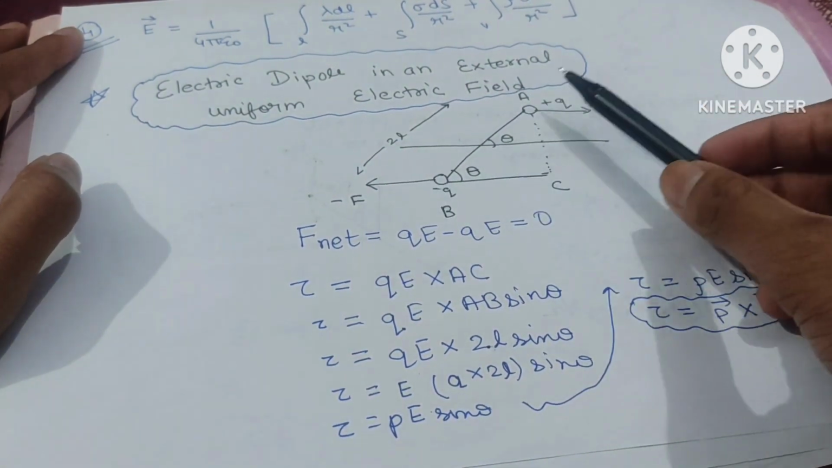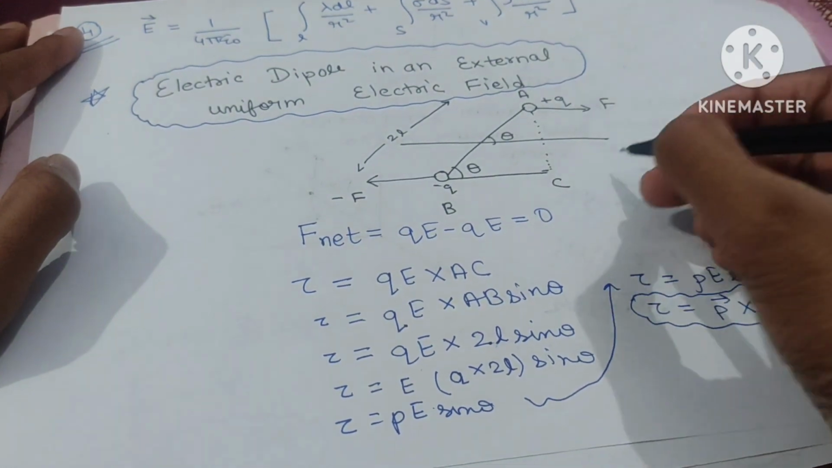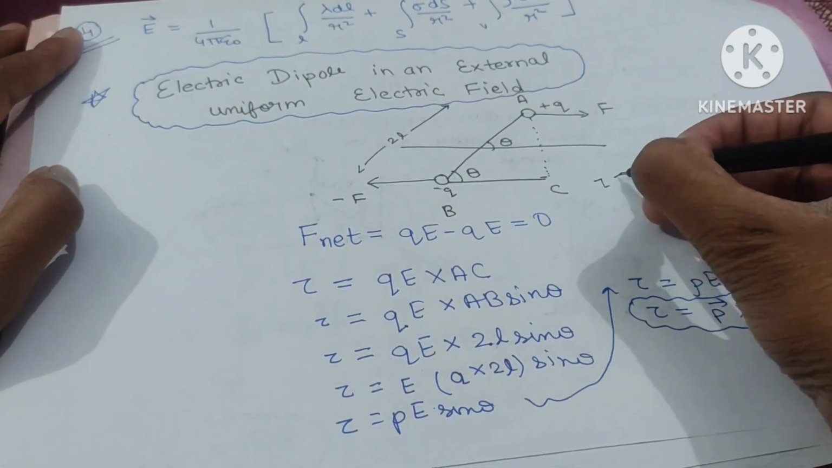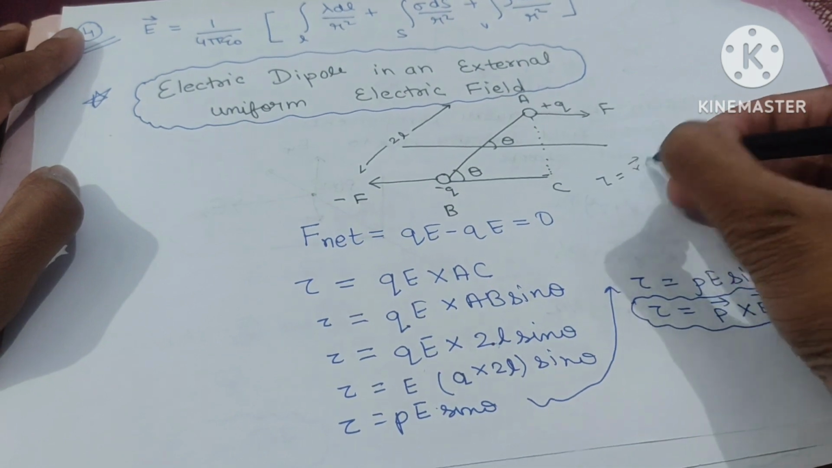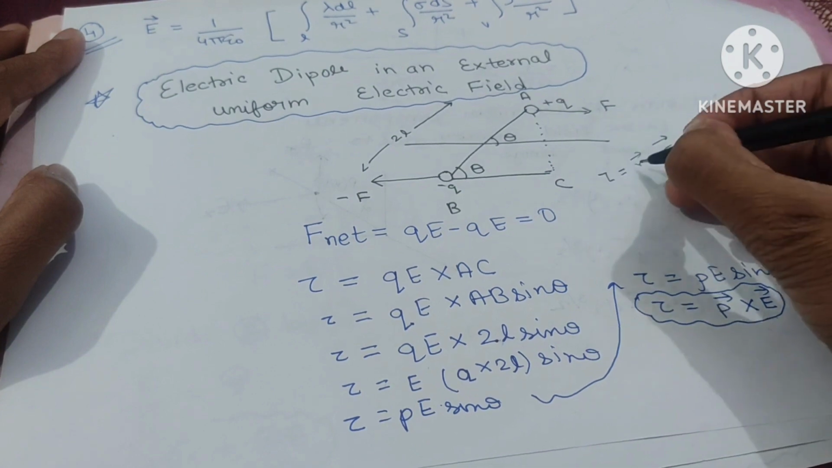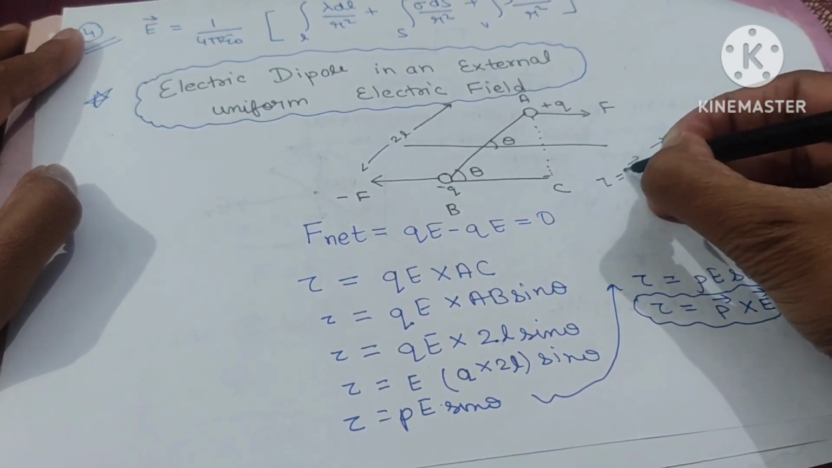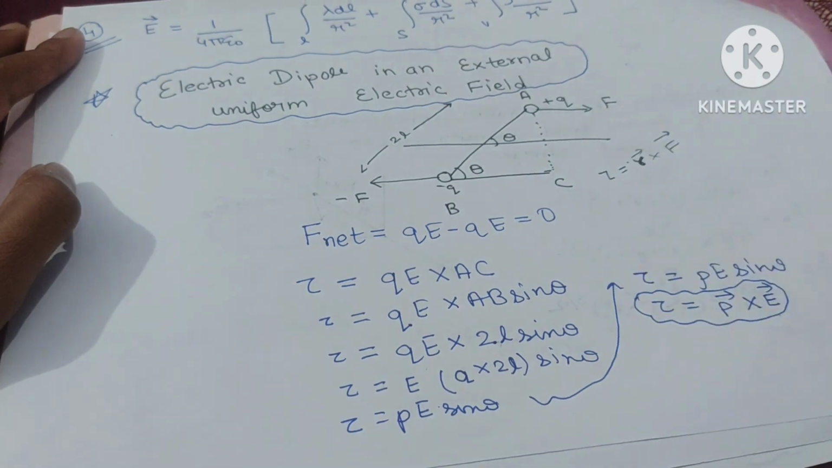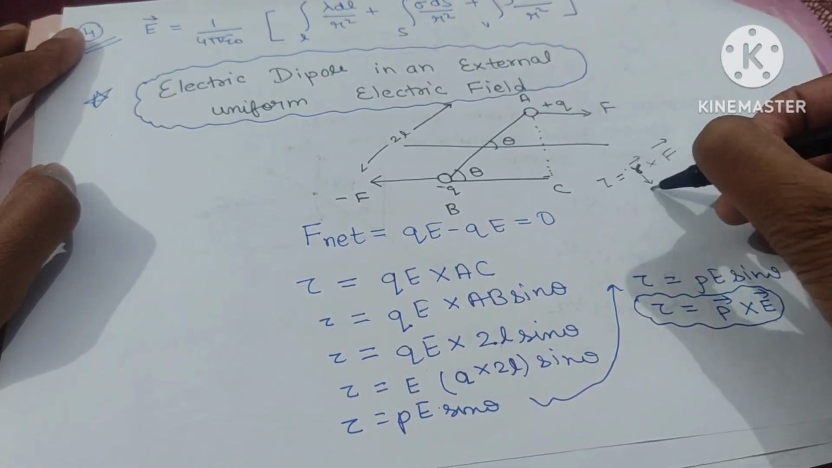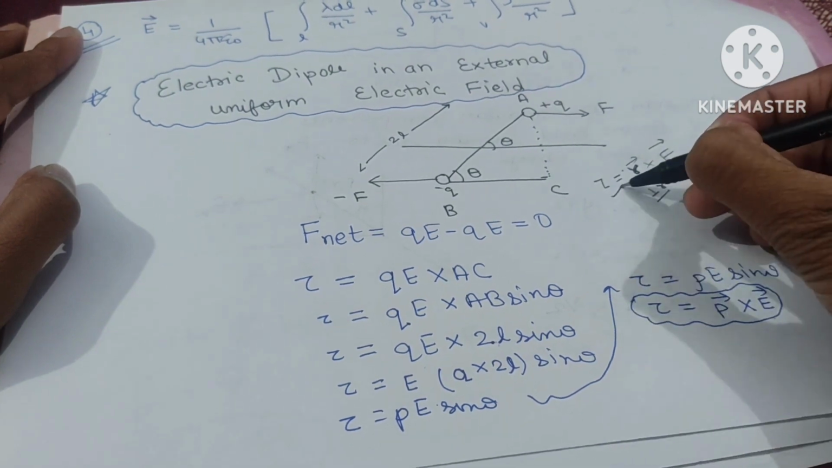Make a triangle, which is ABC. If we are finding tau, tau is equal to r cross F. The r is the distance, the perpendicular distance, and F is the force. This is the tau formula.